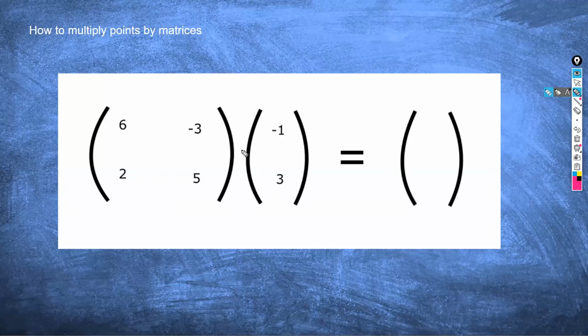We are going to multiply these 2 brackets. You don't have to worry about what the numbers represent as yet. That will make sense later on. What you need to know is that when you take a matrix, one with 4 numbers and multiply it by one with 2 numbers, you're going to get 2 numbers here. I'm going to show you how to find those 2 numbers.